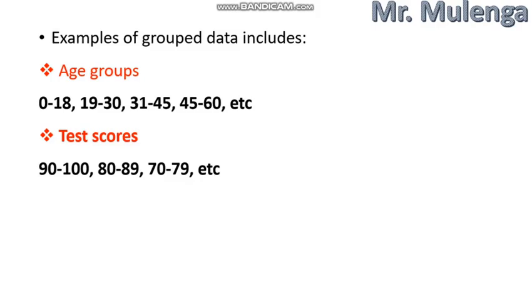We can also look at product prices, where you can have something costing from 0 kwacha up to 10 kwacha, from 10 kwacha up to 20 kwacha, from 20 kwacha up to 30 kwacha, and so on. We can also have grouped data written in the form of time spent on a task. For example, from 1 hour to 2 hours, from 2 hours to 3 hours, from 3 hours to 4 hours, and so on. So there are many ways in which we can group data in class intervals.